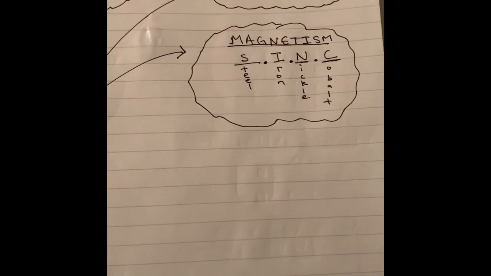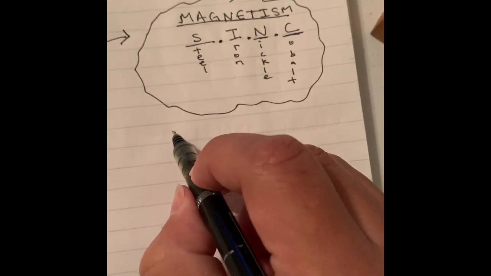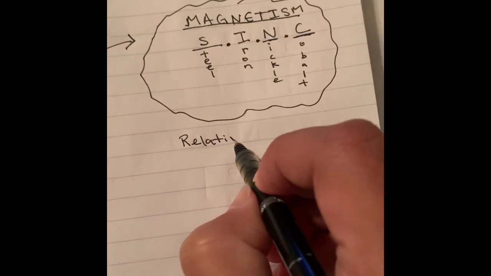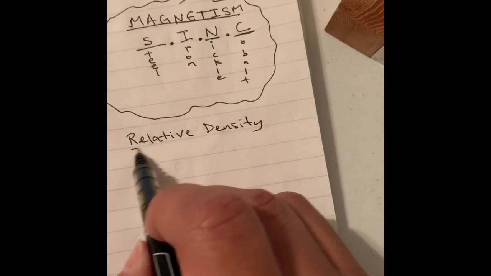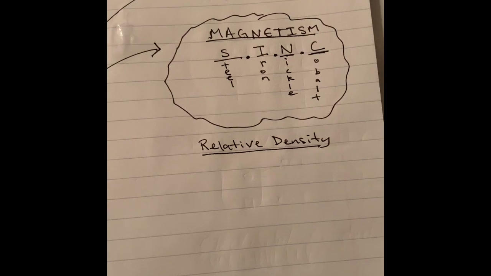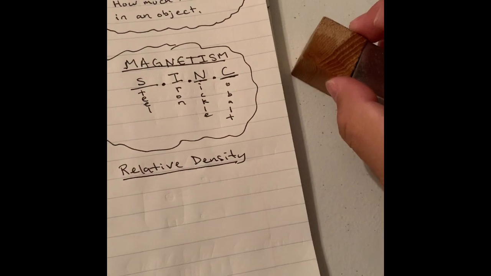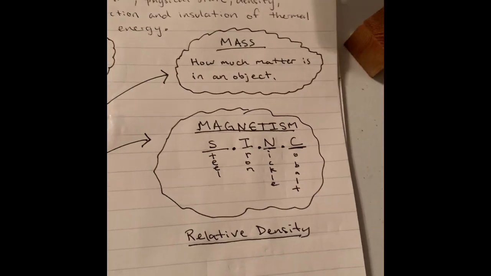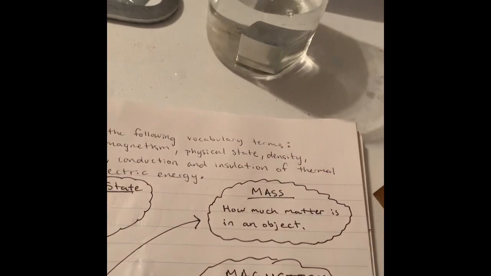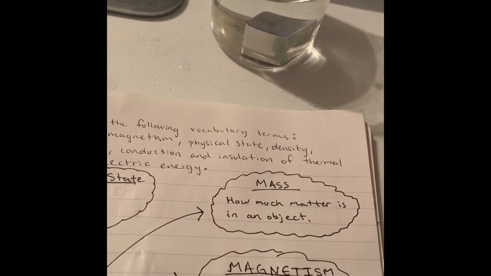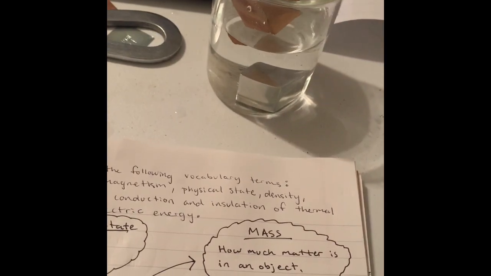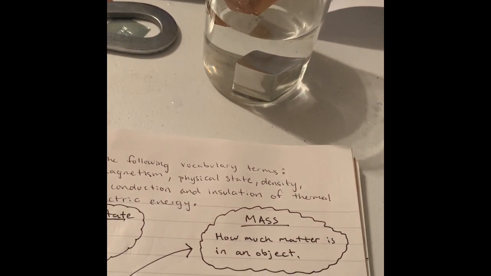The next physical property we're going to be focusing on this unit is relative density. And we can find out something's relative density by using a liquid. So for example, we have 2 blocks here. If something sinks, it is more dense than water, or more dense than the liquid it's in. If something floats, then it is less dense than that liquid.